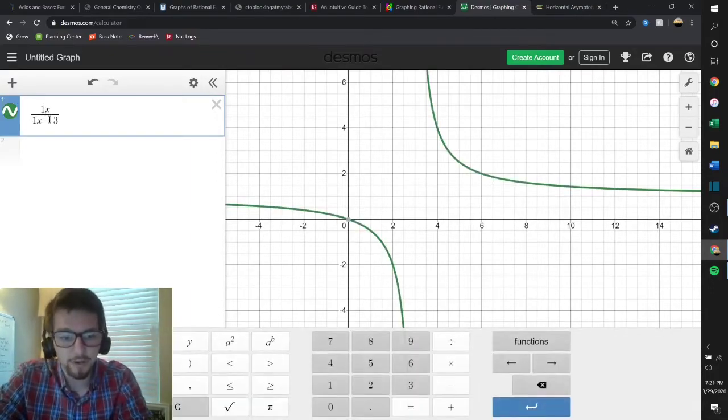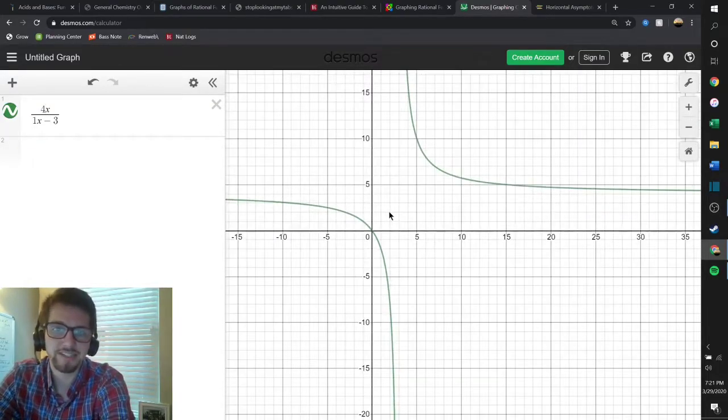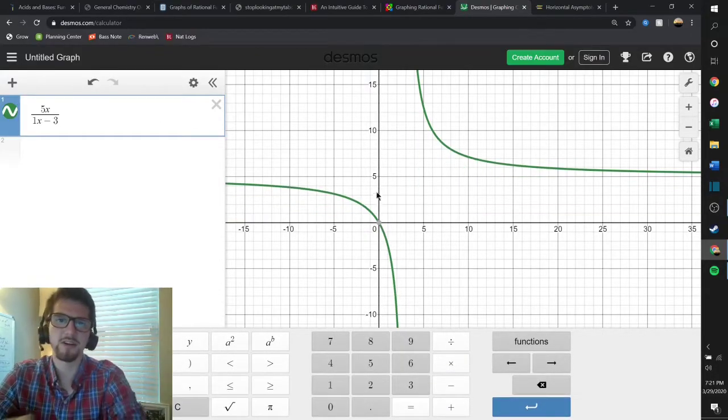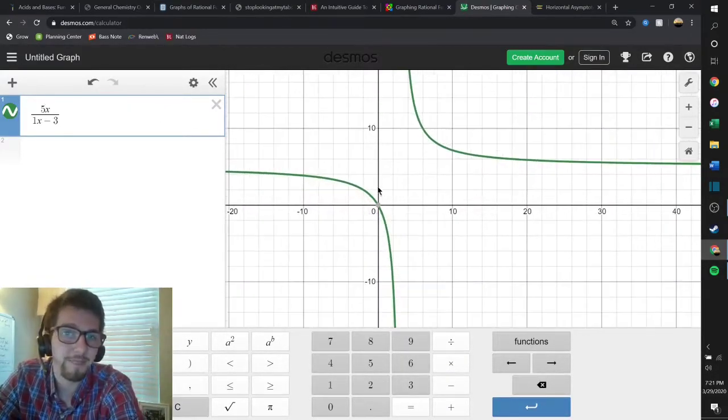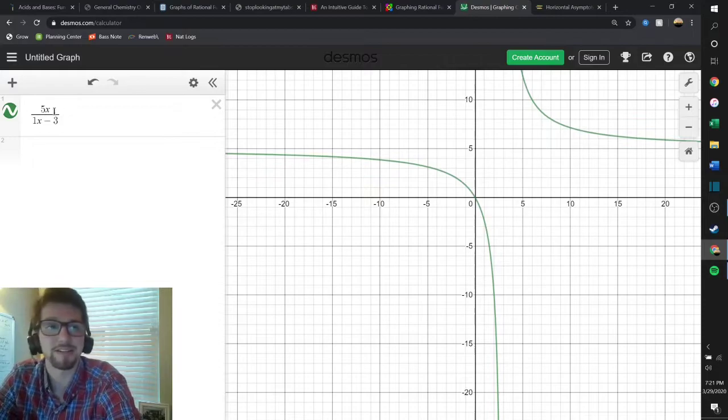Now what if I do 4x over 1x minus 3? Well, check this out. What's the horizontal asymptote now? Now let's do 5. What's the horizontal asymptote now? It's 5. Because guess what? 5 over 1 gives me 5, and the horizontal asymptote is 5.